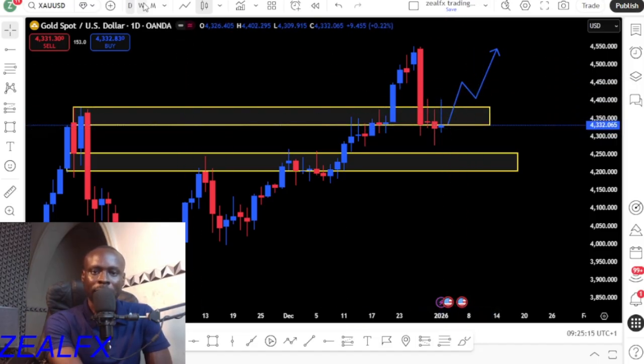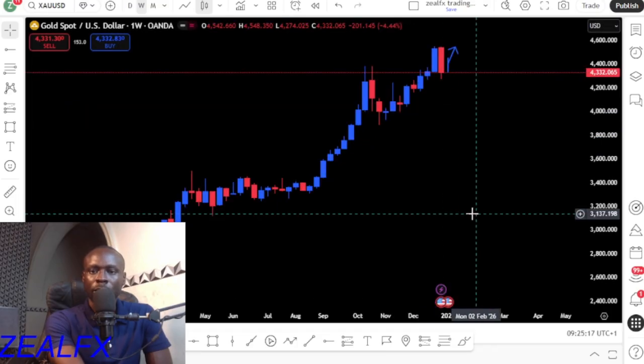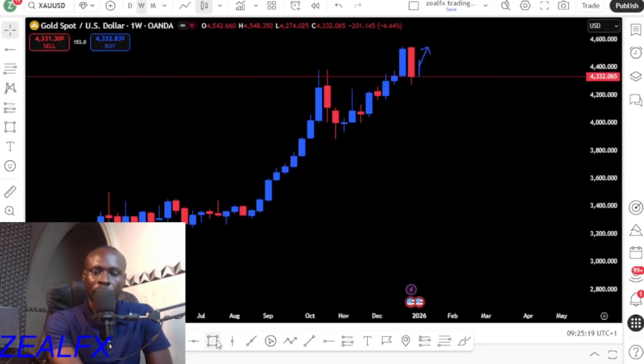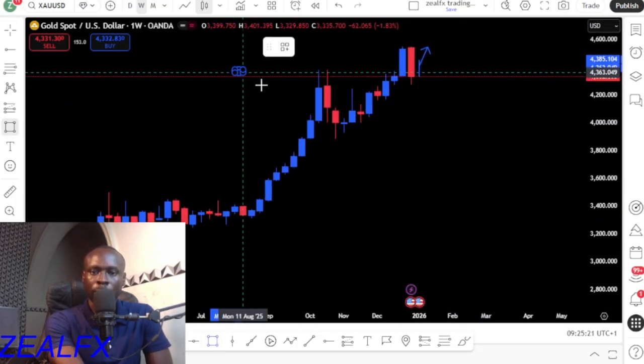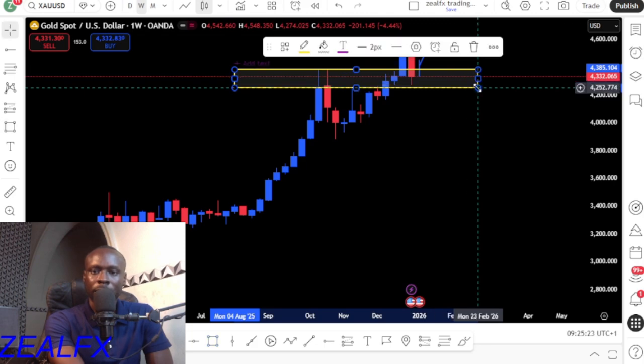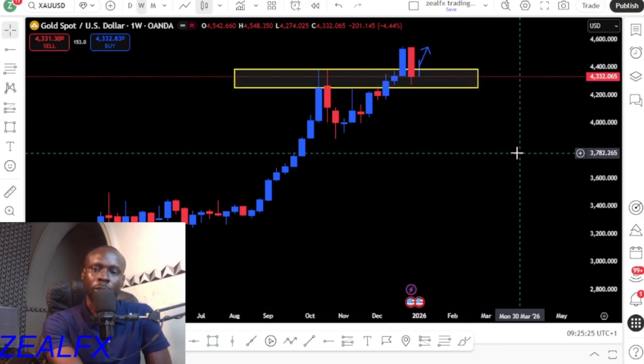So let's look at the weekly chart of the gold USD. On the weekly chart, you can see that price closed on this support level, which indicates more bullish for the gold USD. So we have to wait for a price setup on the daily for us to buy the gold USD.